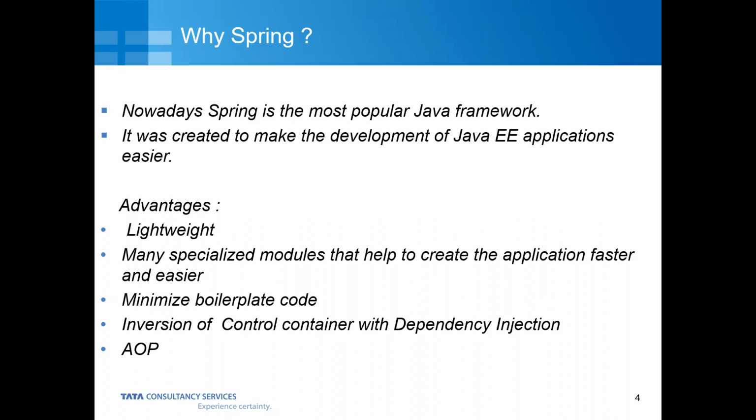Dependency injection: normally we declare an object, create it with new, and then call the constructor of the object. That is the way we create the object. But here object creation is not the developer's responsibility. Object creation is the responsibility of the container.